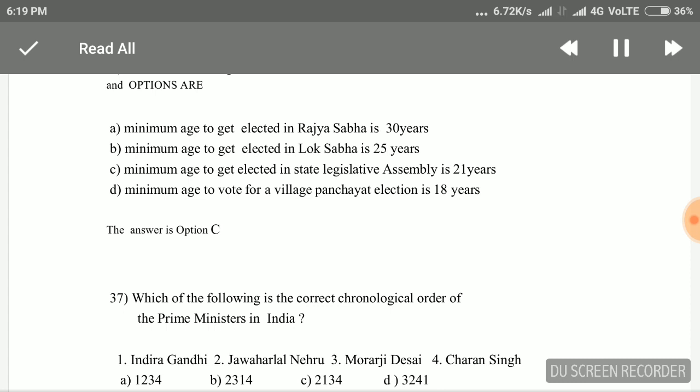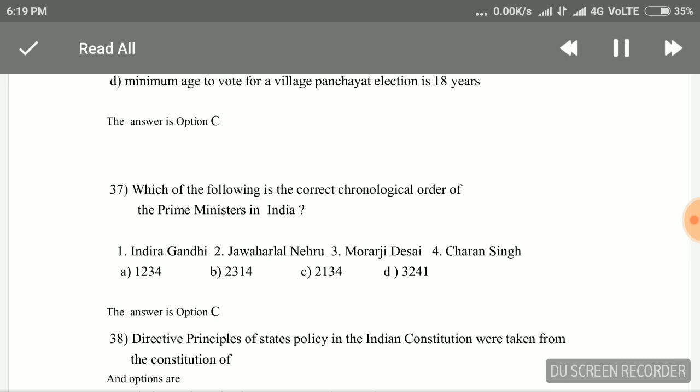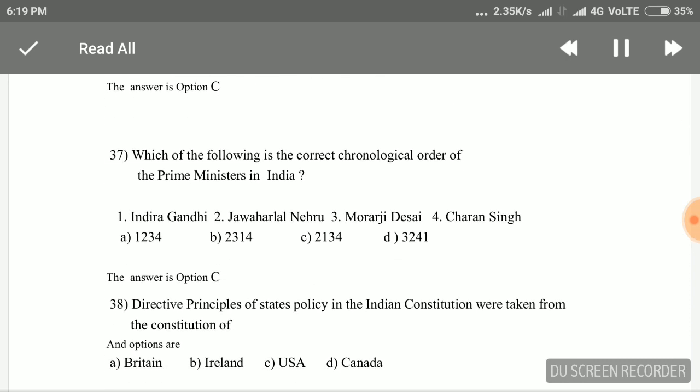37. Which of the following is the correct chronological order of the Prime Ministers in India? 1. Indira Gandhi, 2. Jawaharlal Nehru, 3. Morarji Desai, 4. Charan Singh. A. 1234. B. 2314. C. 2134. D. 3241. The answer is option C.